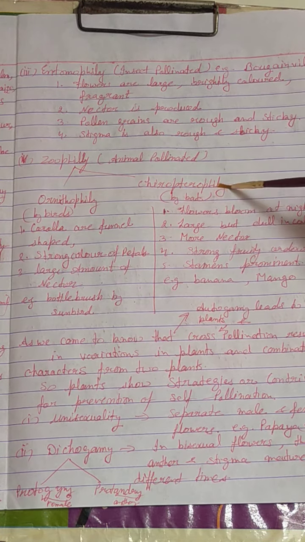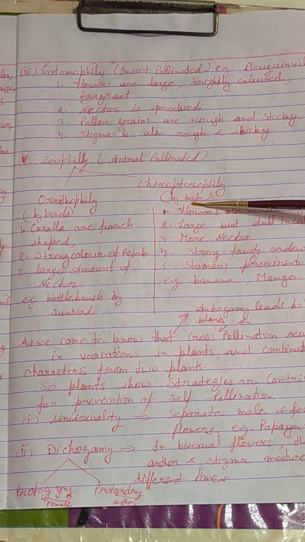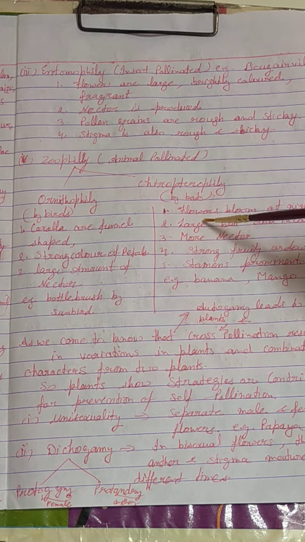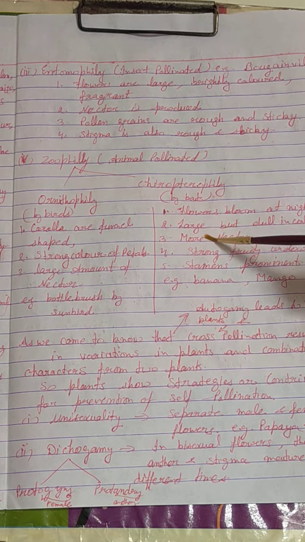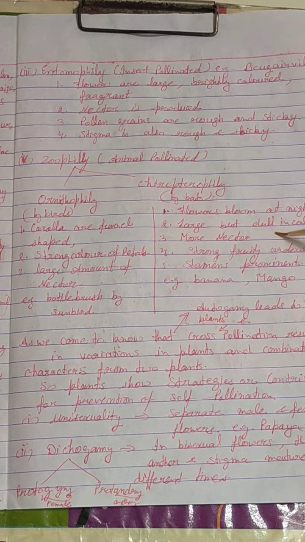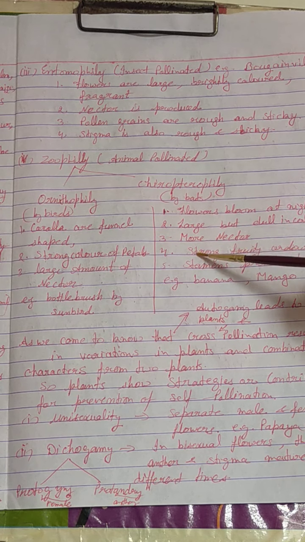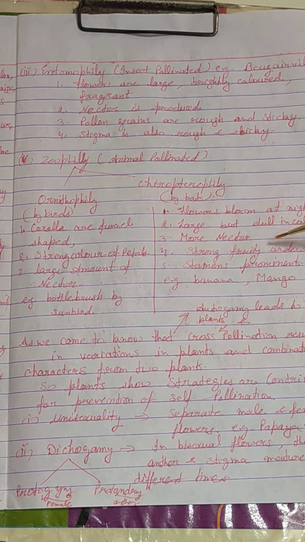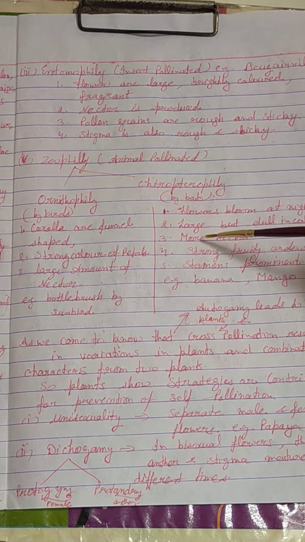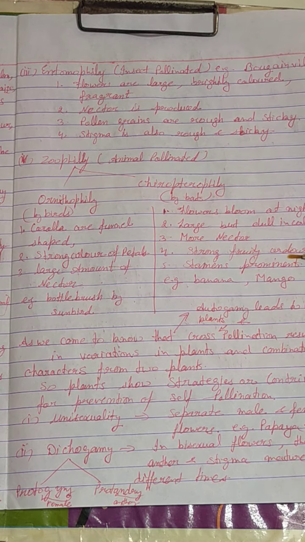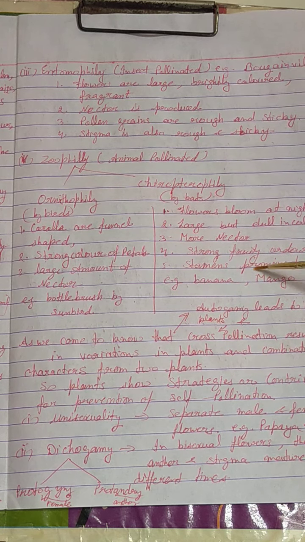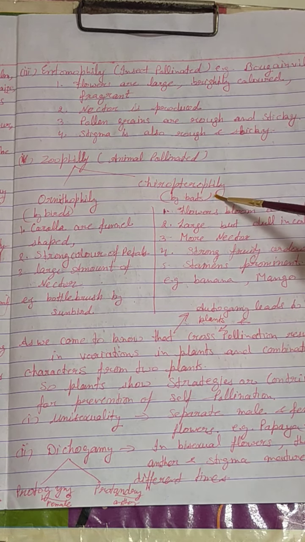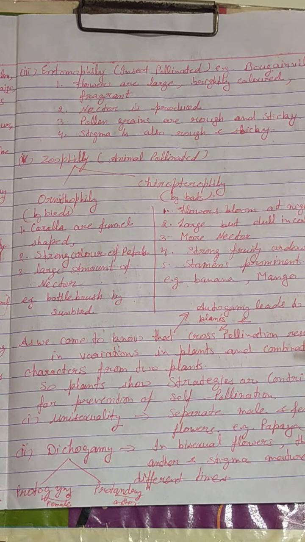On the other side, chiropterophily means pollinated by bats, and bats are active at night, so these flowers blossom at night. They are large, their number is very large, but dull in color. Color is very dull because bats need no color to attract them. They need only nectar and strong fruity odor. The stamens will be prominent in these. Examples are banana and mango. In both of these, bats are responsible for pollination.